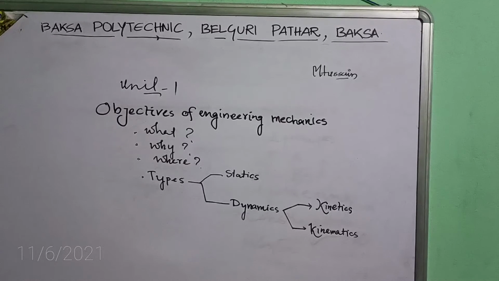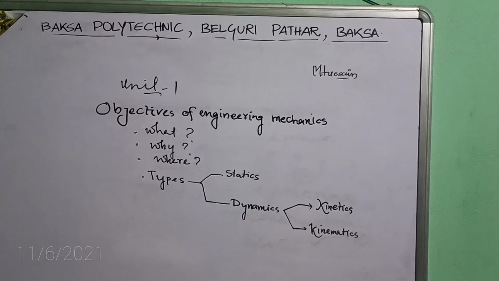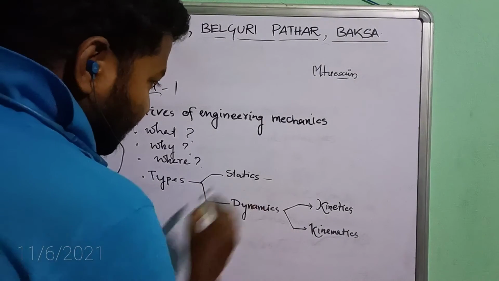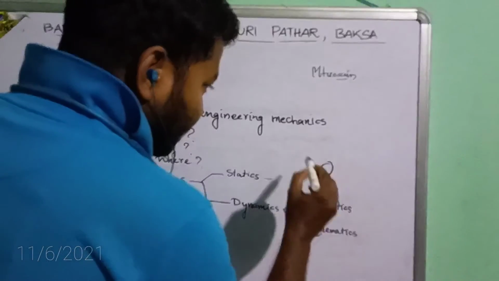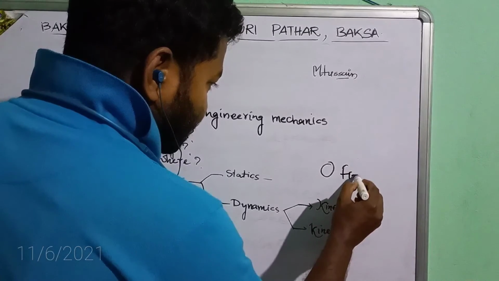Now come to the types of engineering mechanics. Though it is a broad subject, basically we will classify engineering mechanics into two parts. One will be statics, and another will be dynamics. Now, what is statics and what is dynamics? Whenever we say statics mechanics, it simply means that a particle is fixed, at a fixed position.